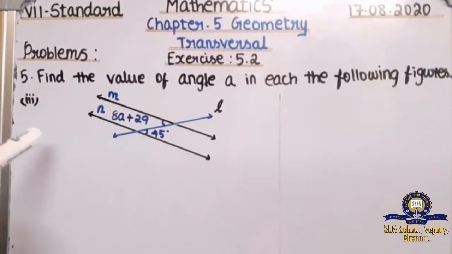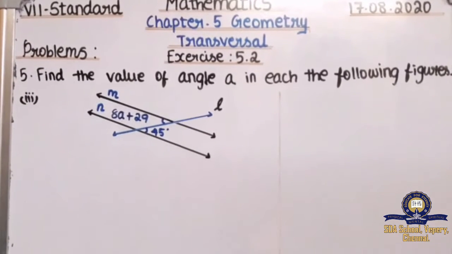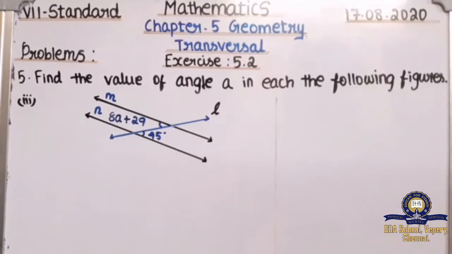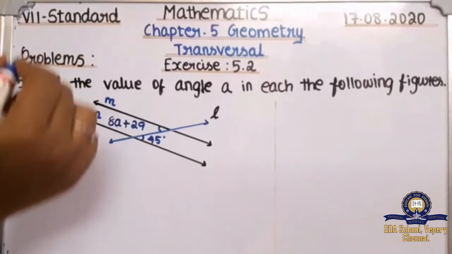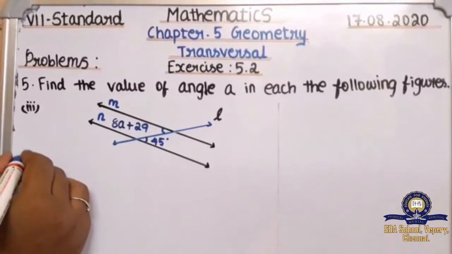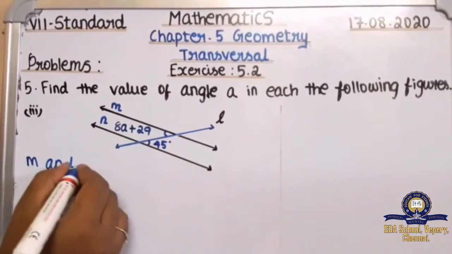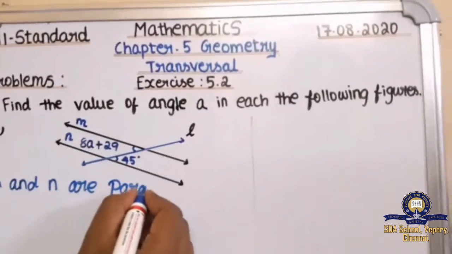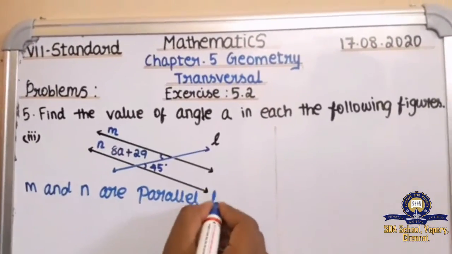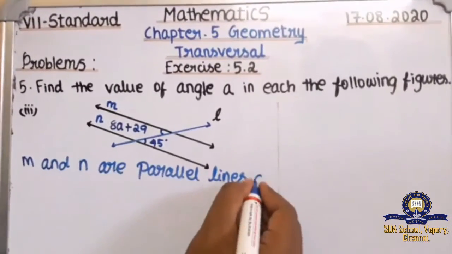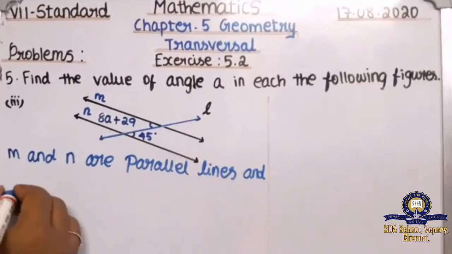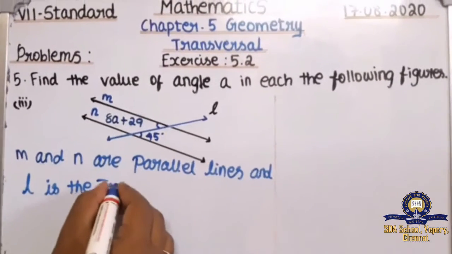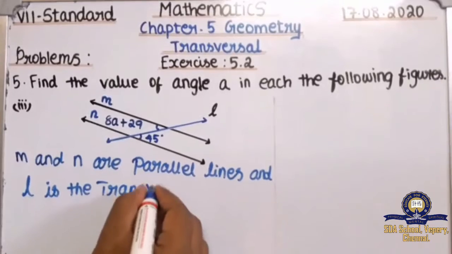Here, I have given a figure. How do the lines M and N look? Yes, the lines M and N are parallel. And how is the line L? L is the transversal. Therefore, we can write the first point as: M and N are parallel lines and L is the transversal.